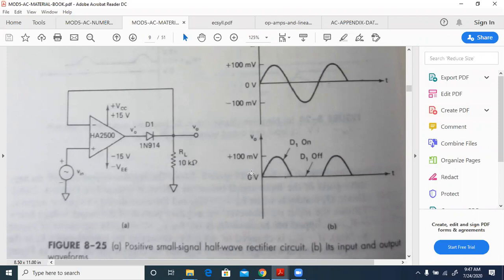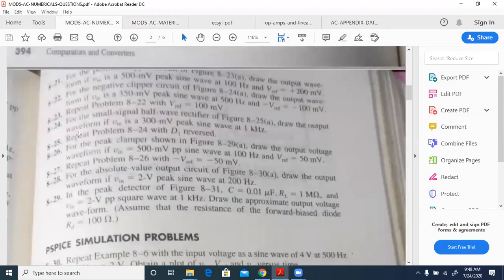Okay, so we'll get a half wave like this. Okay, positive half wave. Diode is on here in the positive portion, off in the negative portion. Now if the diode is reversed, then the diode will be on during the negative portion and off during the positive portion. That's all.